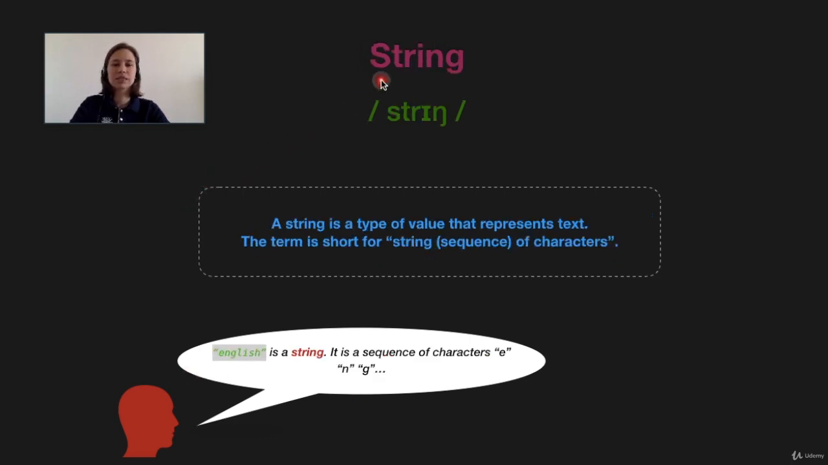The next one is string. A string is a type of value that represents text. The term is short for string of characters or sequence of characters. For example, English is a string. It is a sequence of characters, E, N, G, L, I, S, H.